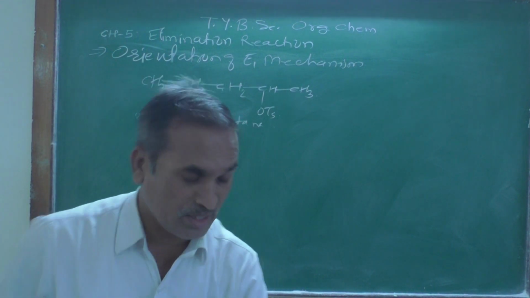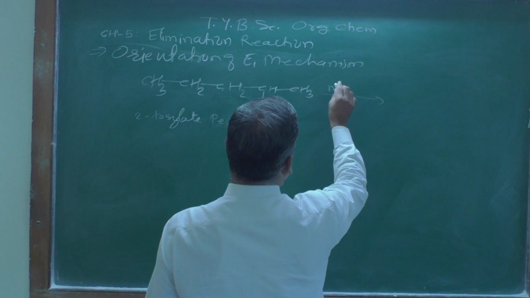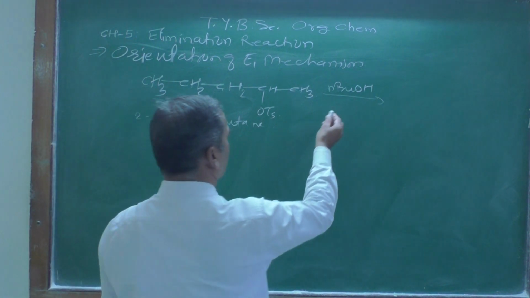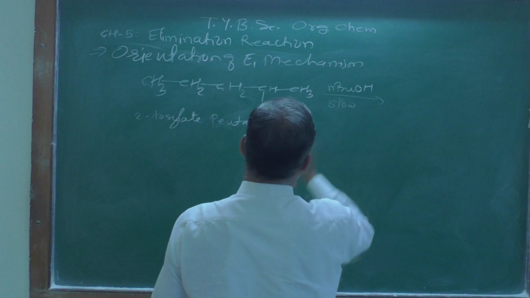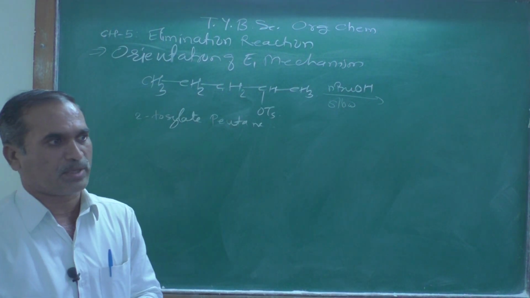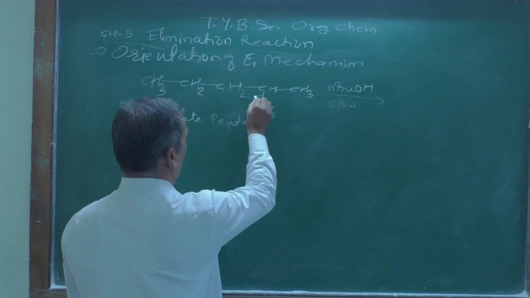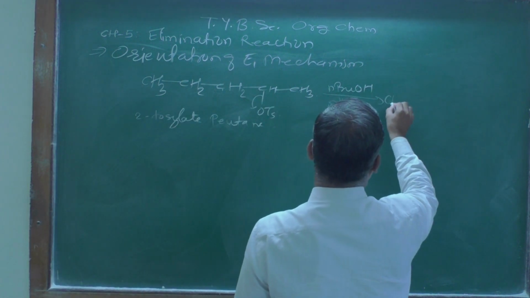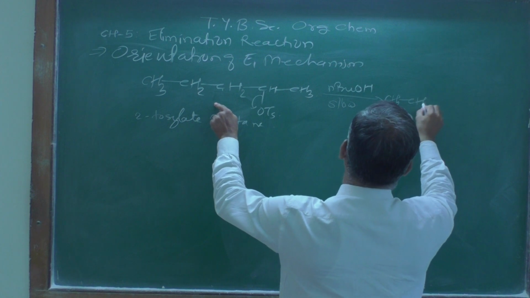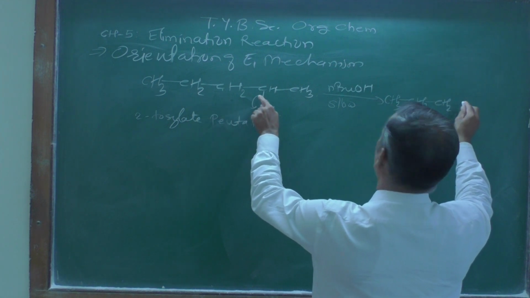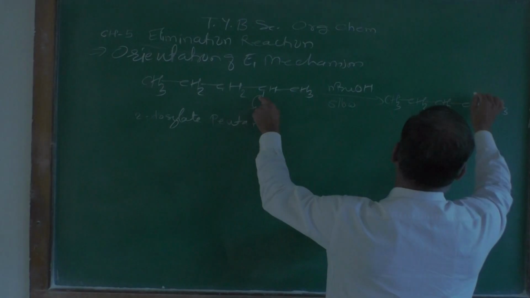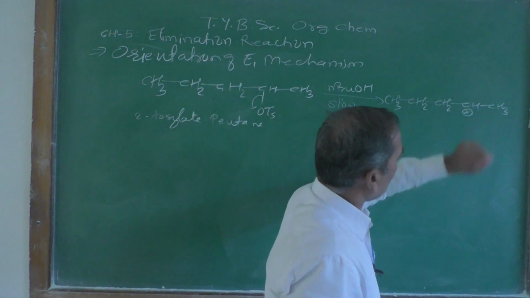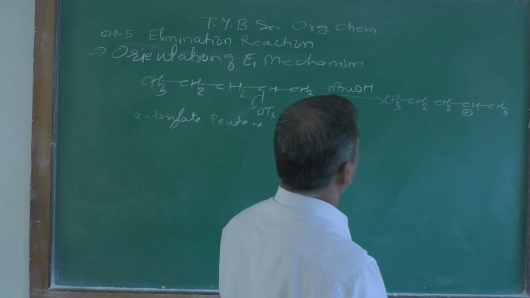Now in an E1, this is treated with n-butyl alcohol, n-BuOH. The first step, as we know, is the slow step, the rate determining step. What is happening in the first step? There is a loss of the leaving group, and as we know, the tosyl group is a very good leaving group. When it leaves, you get CH3, CH2, CH2, CH, and the positive charge comes on this carbon atom.